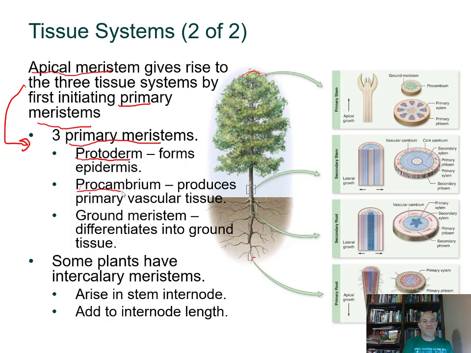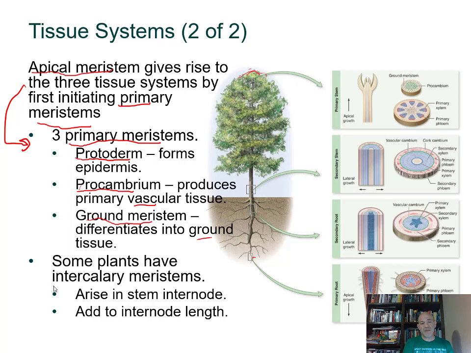Procambium is going to become vascular tissue. And then you're going to have ground meristem, which is going to differentiate into ground tissue. So these are the three main ones. And then if we look at the diagram here to the right, we'll see how that plays out to make your primary plant body. And then some plants are going to have meristems that are not what we've mentioned already.